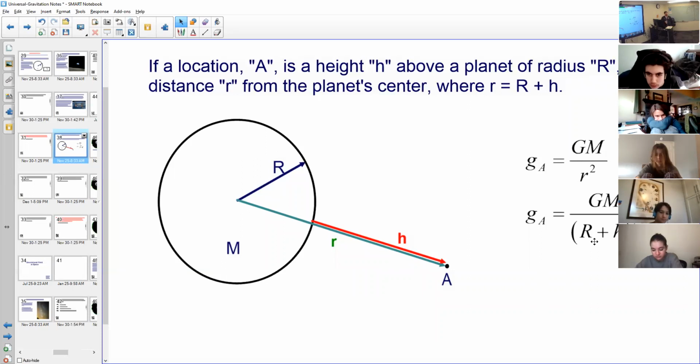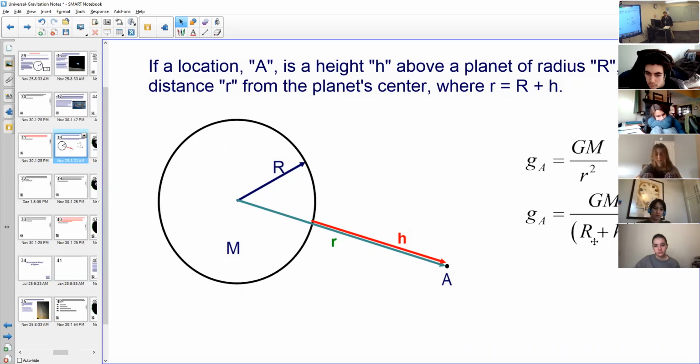And they will usually give those values as two different numbers. They don't typically say, oh, the centers are this far apart. They'll generally say the radius of the planet is this, and the satellite is orbiting this high above the planet. So you just have to make sure you recognize you have to add those two distances together to get the entire distance between their centers. All right, and that is all we have for gravity.